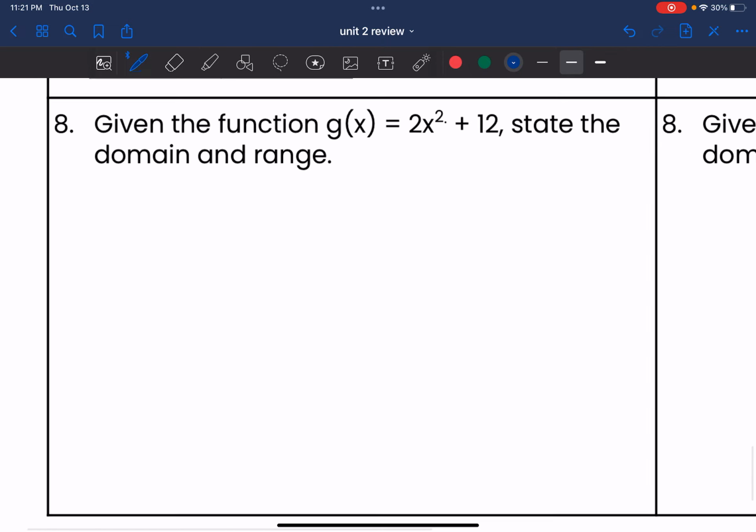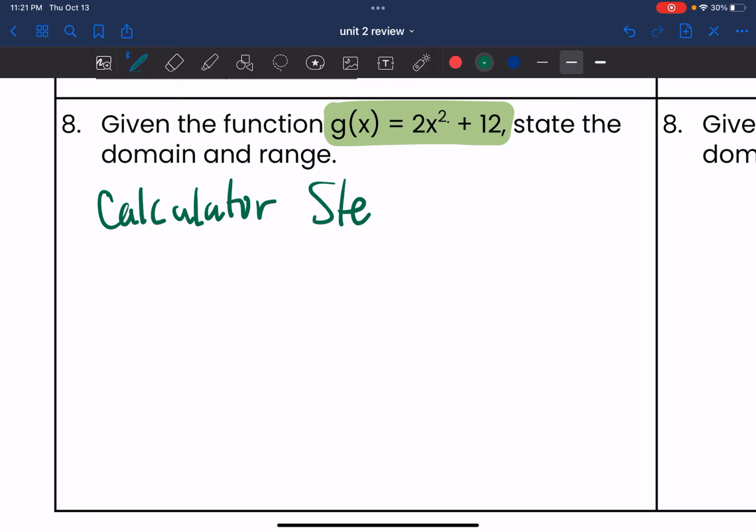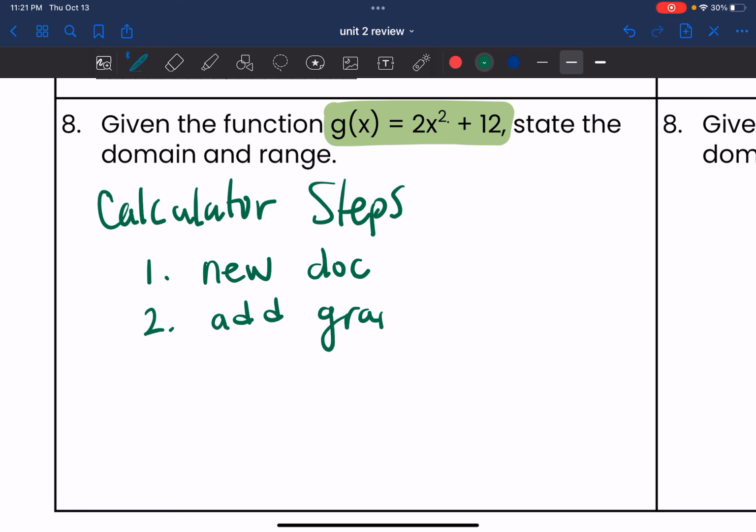Okay, and then the last one on here, it's also domain and range, but this time we don't have a picture to look at. All we have is an equation to go off of. So what you should do is go to your calculator. You're going to want to go to 1 for new document, and then 2 for add a graph. From there, just type in everything after that equal sign, and it'll give you a picture.